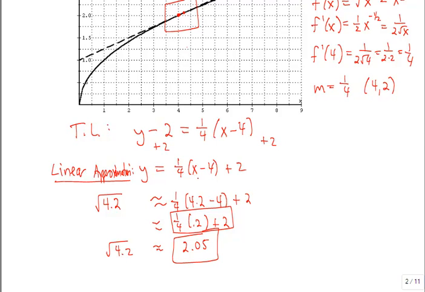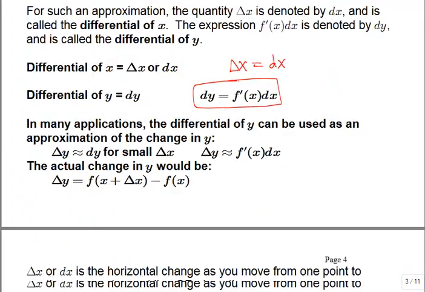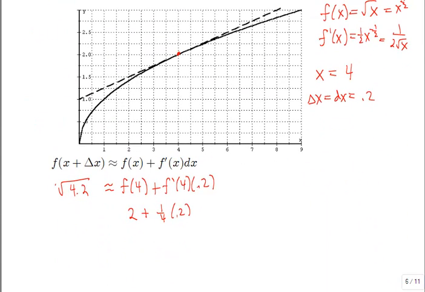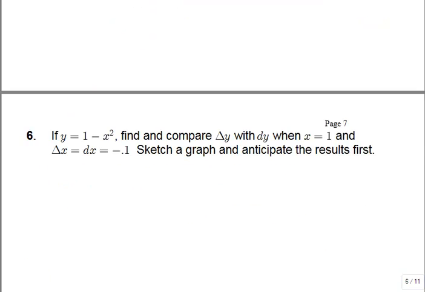And the only difference is instead of writing x minus 4 and then plugging in 4.2, we just called that dx instead and plugged in 0.2 directly. It's the only difference between the tangent line approach and the differential approach. So this is going to be 2.05. Okay? All right, let's try some more.